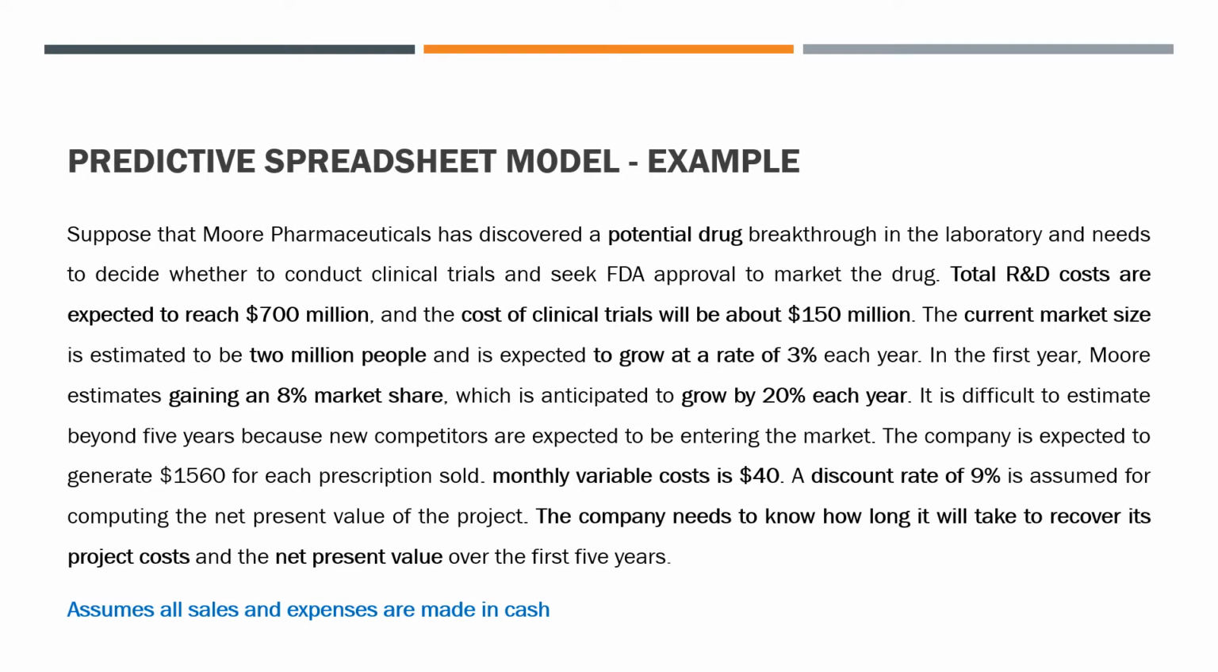Assume that a pharmaceutical company discovers a new drug and is now seeking FDA approval to market the drug. We have R&D cost of $700 million and the cost of clinical trials of $150 million. Both the R&D cost and the clinical trial costs are considered the initial outlay or project investment, something that you have to disburse in the first period when you are setting up a business or a project.